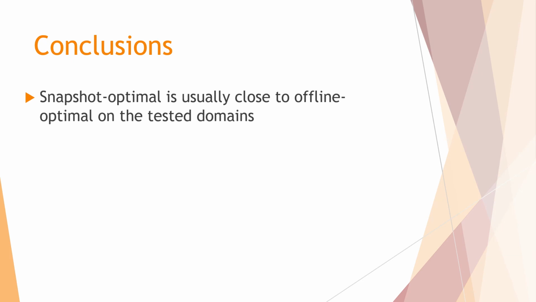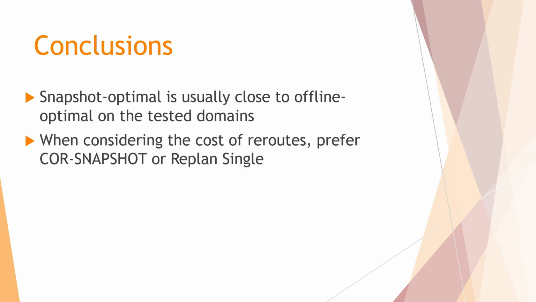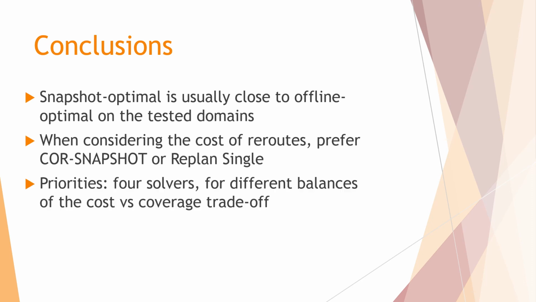In conclusion, snapshot optimal is usually very close to offline optimal. When considering the cost of reroute, we will prefer COR snapshot or replan single. And when considering priorities, we provide four different solvers for different balances of the trade-off between quality and efficiency.